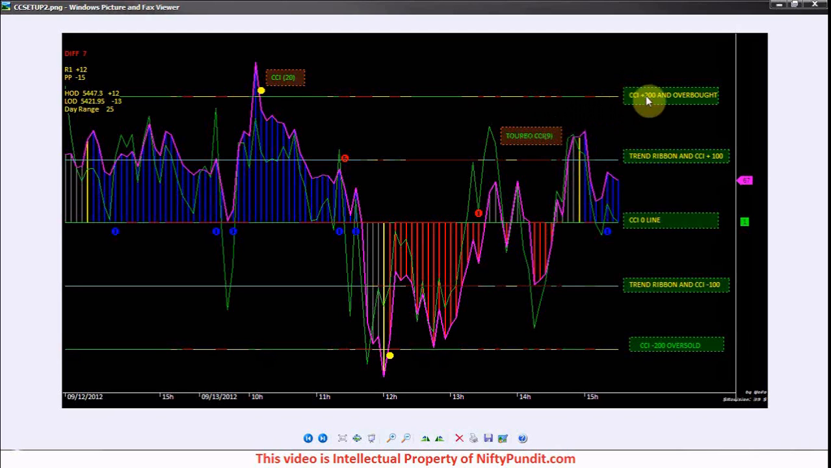This top node is CCI plus 200, the overbought condition. This is the trend ribbon and also CCI plus 100. This one is the CCI 0 line, and it acts as an equilibrium. This is the trend ribbon and CCI minus 100, and in the same way CCI minus 200, the oversold region.